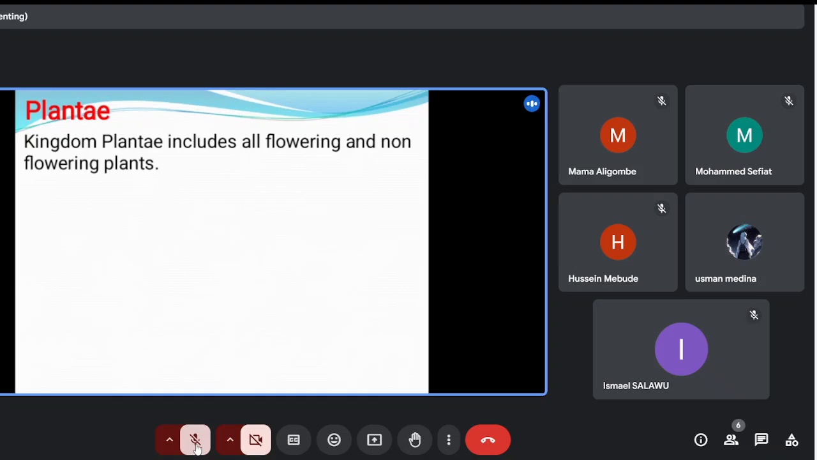Now let us look at plants. Their major features: presence of chloroplast, presence of cell wall in their cells, and then they undergo sexual and asexual reproduction. Fungi too undergo sexual and asexual reproduction. Say fungi, protists: sexual and asexual reproduction, Monera: asexual reproduction. So plants too can undergo sexual reproduction.